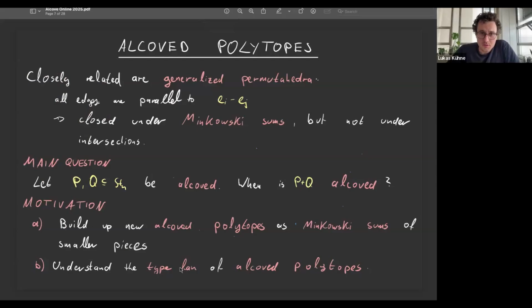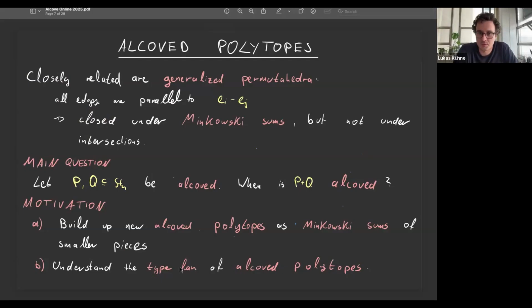The closely related concept is that of generalized permutohedra. These are polytopes where all edges are parallel to the roots e_i minus e_j. As I said before, for alcoved polytopes, my facet normals are parallel to the roots e_i minus e_j, and for generalized permutohedra, the edges are parallel to e_i minus e_j. This implies that generalized permutohedra are closed under Minkowski sums, but they're not closed under sections.